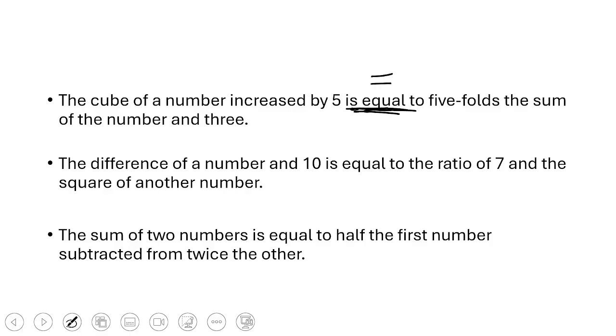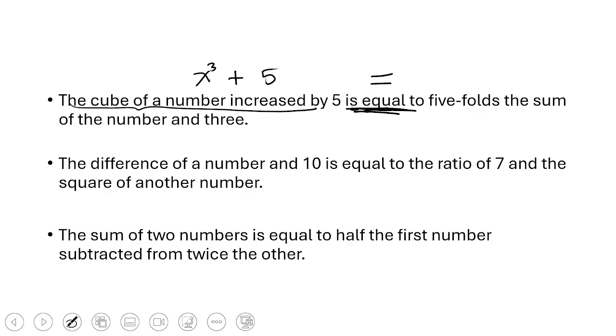Okay, so we have the cube of a number increased by 5. We take this as our left-hand side of the equation. So let's write that first. Cube of a number increased by 5. That is an addition. We are adding two things. What are we adding? The cube of a number. So we have x cubed increased by 5. So we add 5 there.